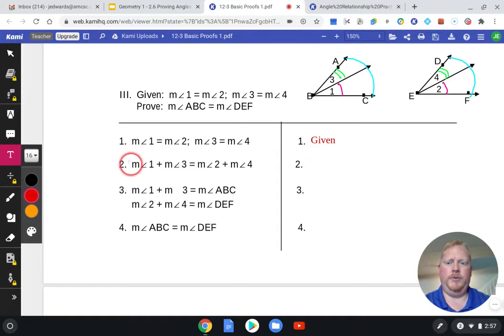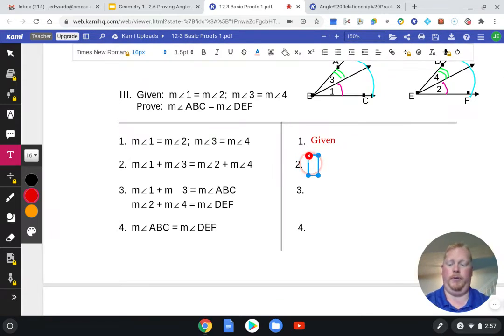All right, so step 2, they say the measure of angle 1 plus the measure of angle 3 equals the measure of angle 2 plus the measure of angle 4. The way they were able to get that is they took this original equation, angle 1 equals angle 2, and then they added angle 3 to the left-hand side and angle 4 to the right-hand side, because if you have two things that are equal, you can add to both sides. Okay, so that is the addition property.